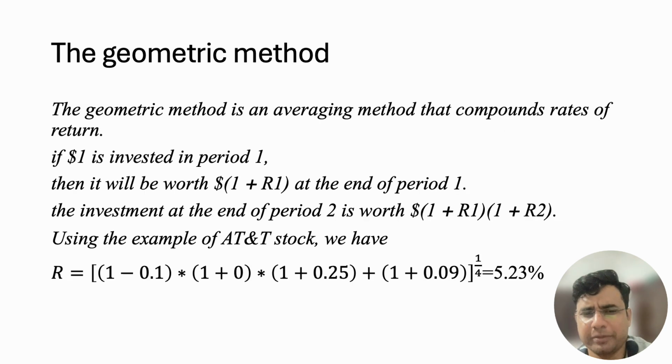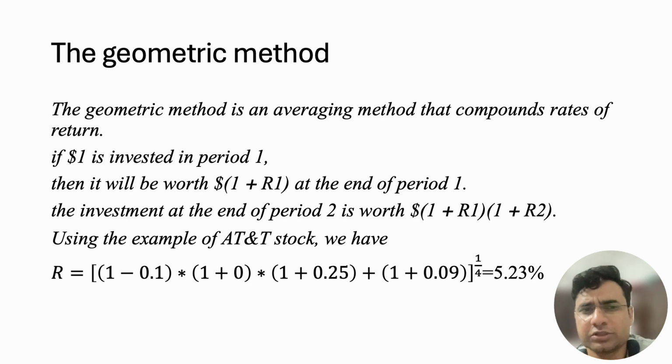So, the geometric method is an averaging method that compounds rates of return. If $1 is invested in period 1, then it will be worth $1 plus R1 at the end of period 1. The investment at the end of period 2 will be worth $1 plus R1 times 1 plus R2, where R2 is the rate of return over period 2.